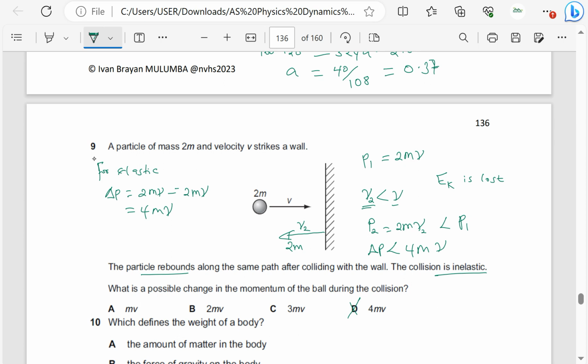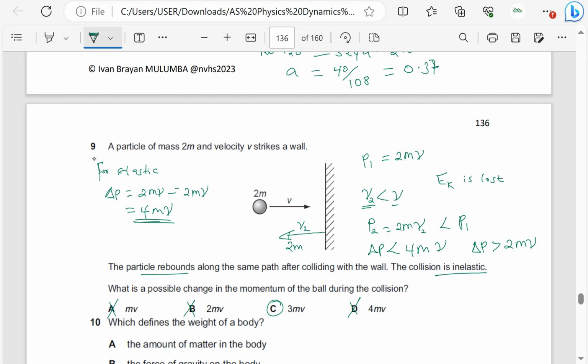But again, the change in momentum must also be greater than P1. It will be less than 4mv, but should be greater than the momentum before colliding with the wall, because if it moves away, it has some speed, so it has some momentum. So the change in momentum must also be greater than the initial momentum before colliding with the wall, that is 2mv. So it should be between 2mv and 4mv. So this one is wrong, this is wrong, so the answer is going to be C. If the collision was to be elastic, the momentum should be 3mv. But the initial momentum towards the wall was 2mv.